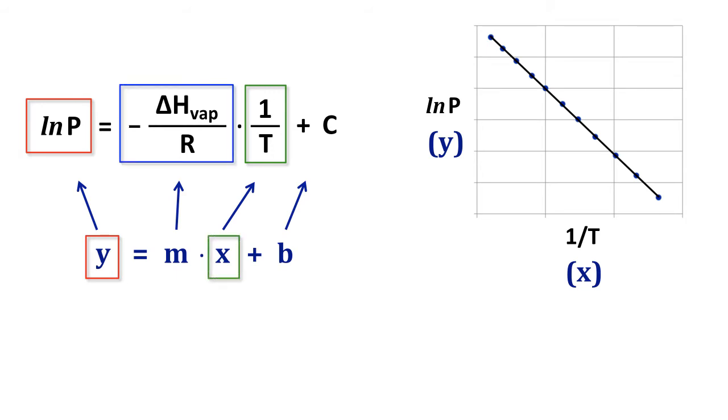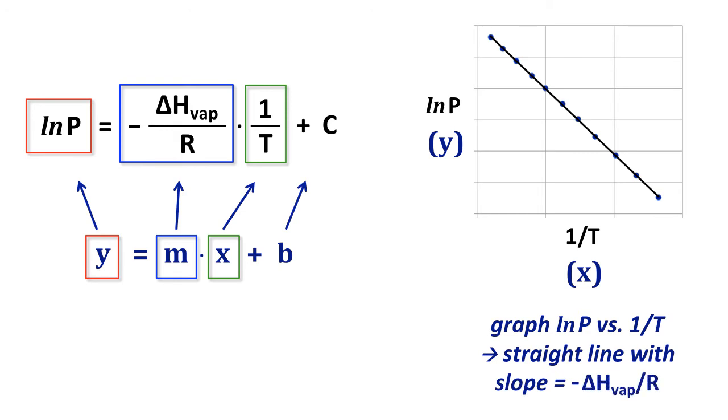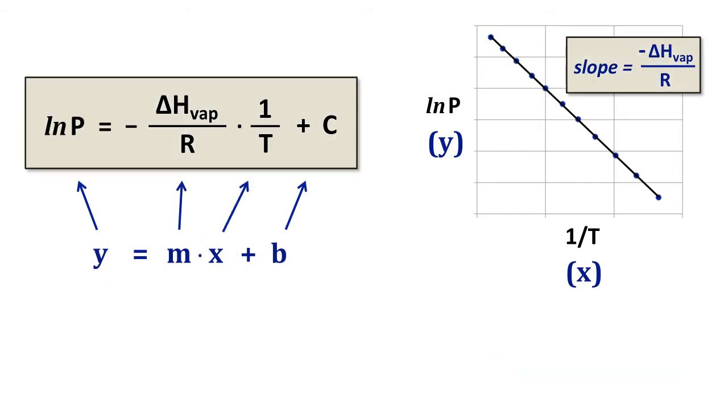The slope of the line is negative delta H vaporization over R, and when we graph ln of P versus 1 over T, we get a straight line with slope negative delta H vaporization over R. So this is the linear form of the relationship between pressure and temperature.